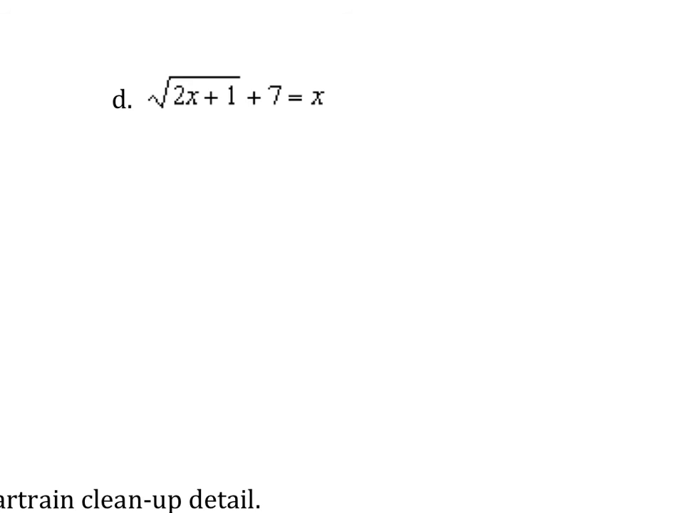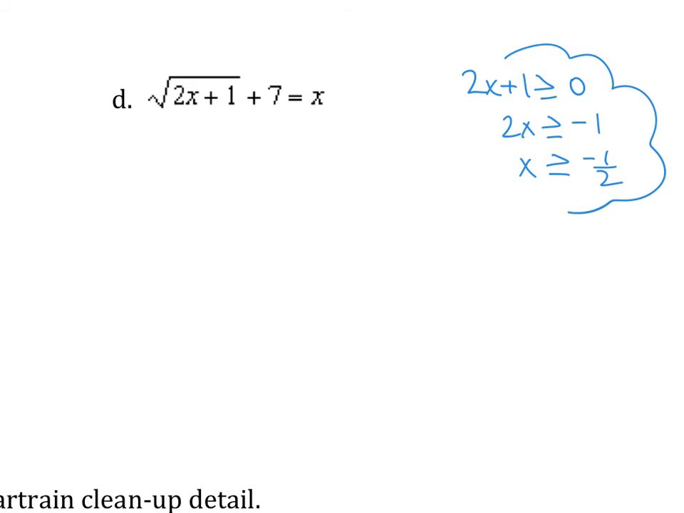All right, so now this last one, if you look at what's underneath your radical, that's 2x plus 1. So if I set that greater than or equal to 0 and solve, I get x must be greater than or equal to -1/2. Again, if you get an answer that is less than -1/2, you know it can't work because it's not part of your domain, so right away you can cross it off.